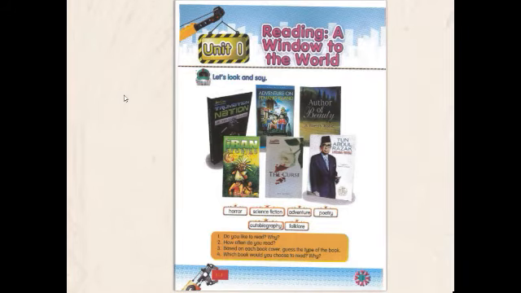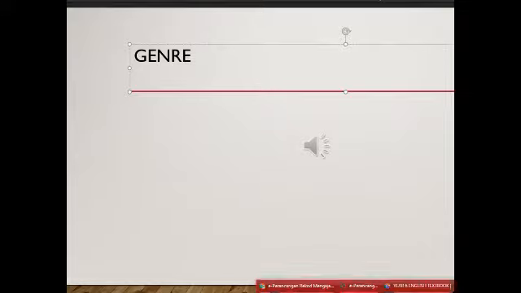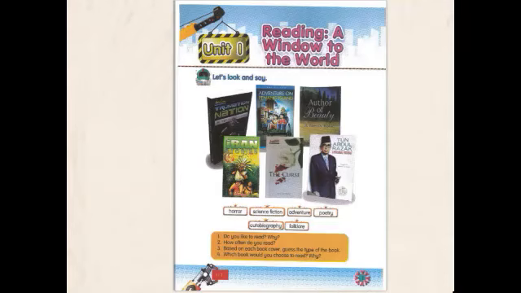Okay? Alright. There are many types of books. In English, we call it genre. Repeat after me. Genre. Genre. Genre. There are a lot of genres. For example, horror, science fiction, adventure, poetry, autobiography, and folklore. Look at the picture in your textbook.